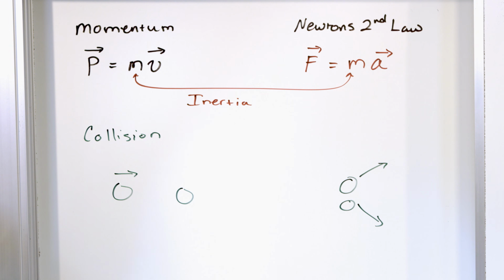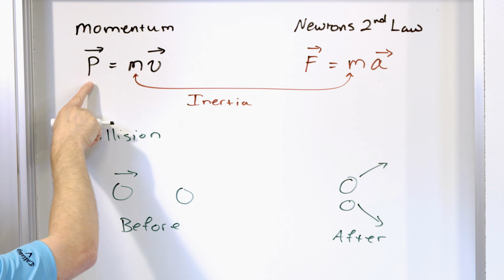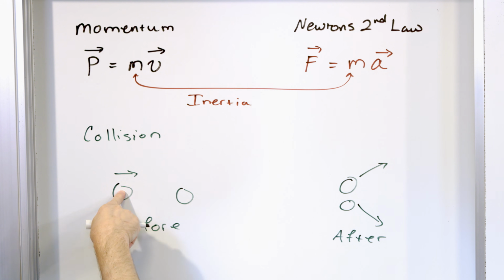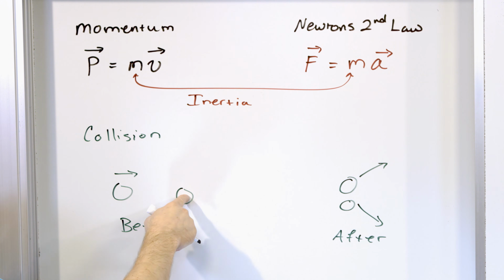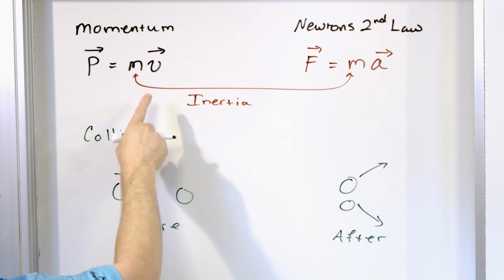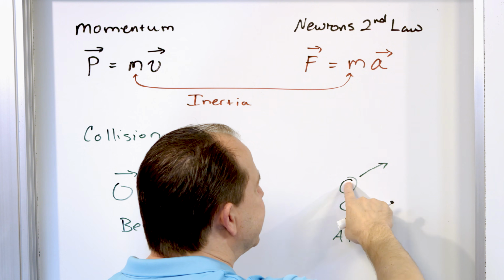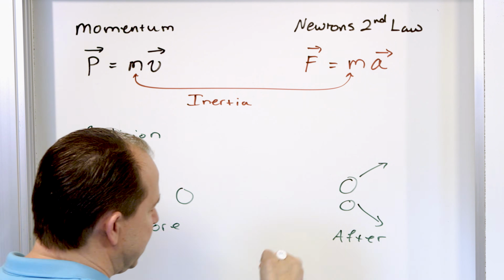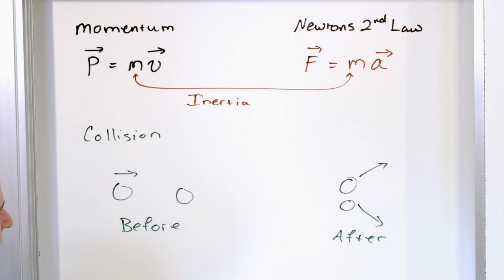But the point of it is not to put numbers to this problem. So this could be before and this could be after. But this particle has some momentum before the collision. Its mass times its velocity. And this particle has some momentum, its mass times its velocity. If it's not moving, then the velocity is zero and there's no momentum. And after the collision, this particle has some final momentum and this particle has some final momentum. And the momentum has not only a number, but it has a direction associated with it.